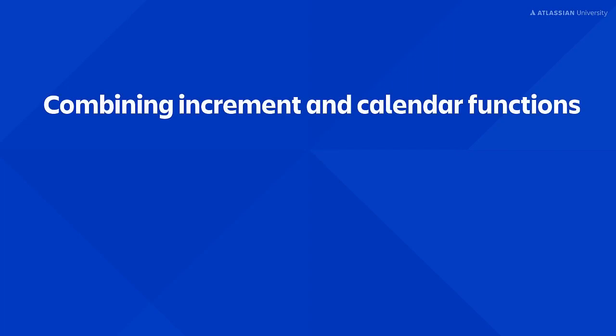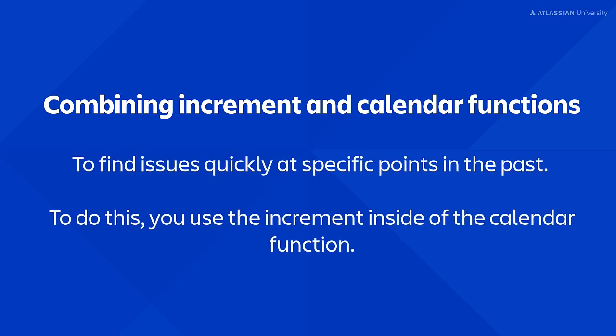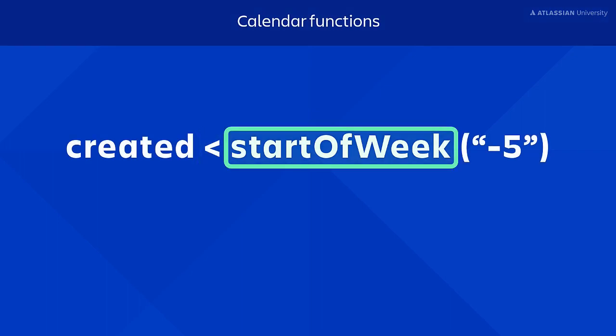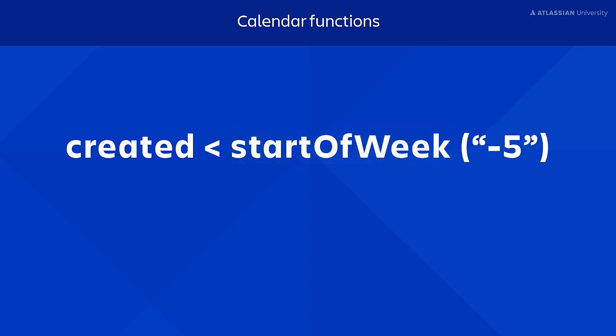Let's take it a step further. You can combine increment and calendar functions to find issues quickly at specific points in the past. To do this, you use the increment inside of the calendar function. Here's an example. The operator less than and calendar function, start of week, tells us that we're looking for issues created before the start of a week. The -5 nested inside of the calendar function tells Jira that you want to see issues created before the start of a week, 5 weeks in the past.